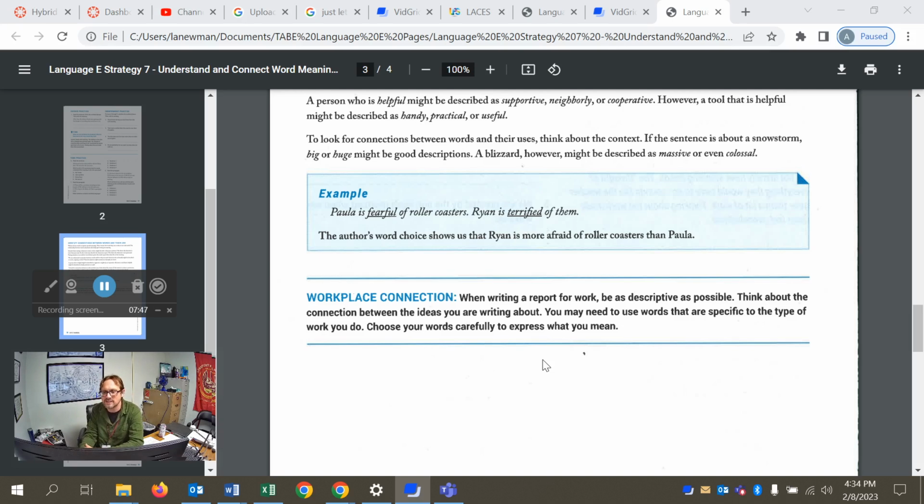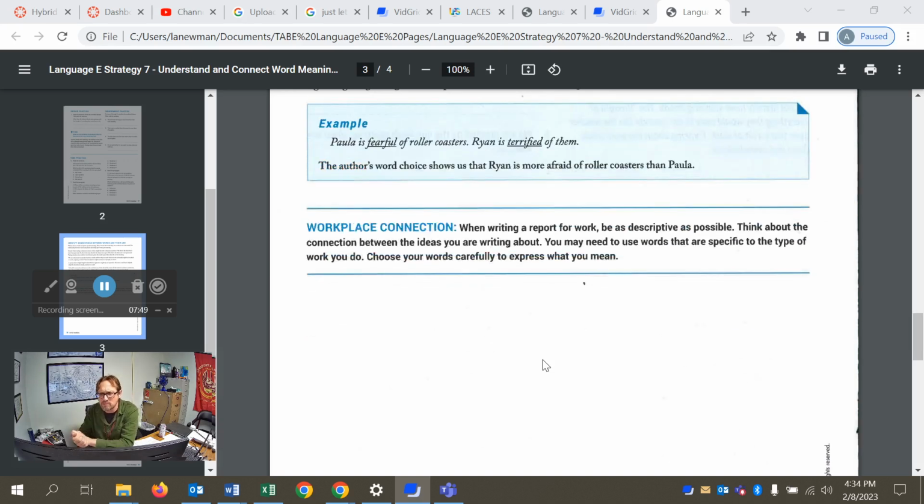All right, so our last thought here is, when writing a report for work, be as descriptive as possible. I'll say when you're writing anything, be as descriptive or as precise as possible. Think about the connection between the ideas you're writing about. You may need to use words that are specific to the type of work you do. Choose the words carefully to express what you mean.